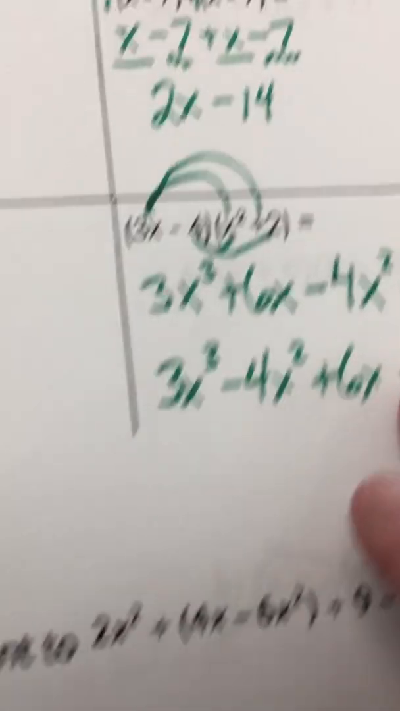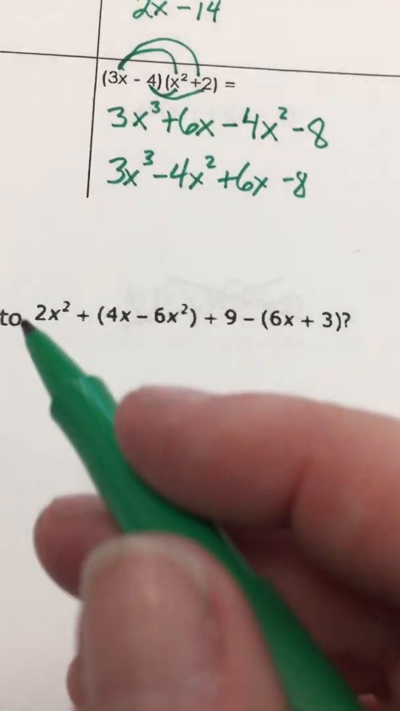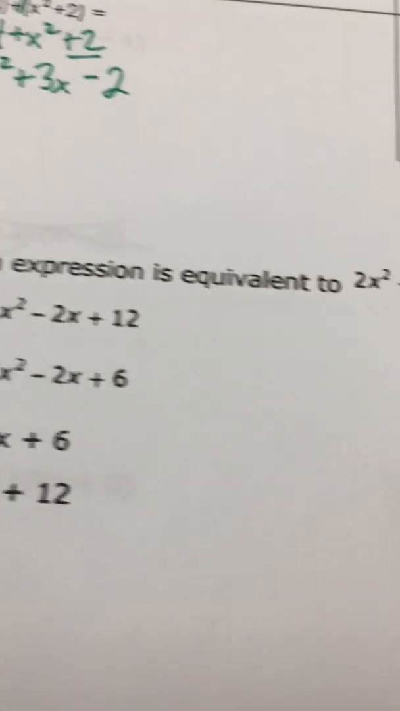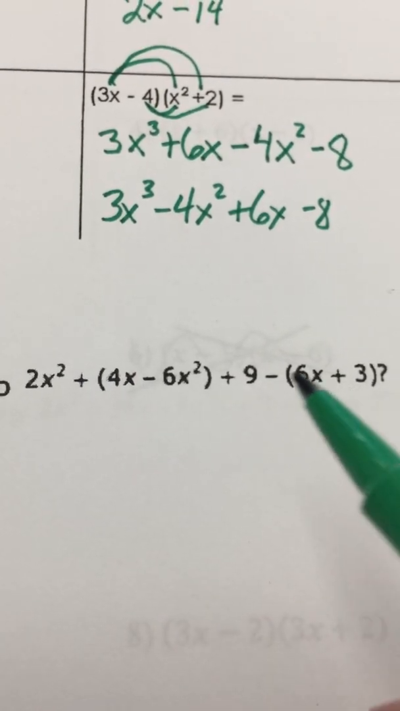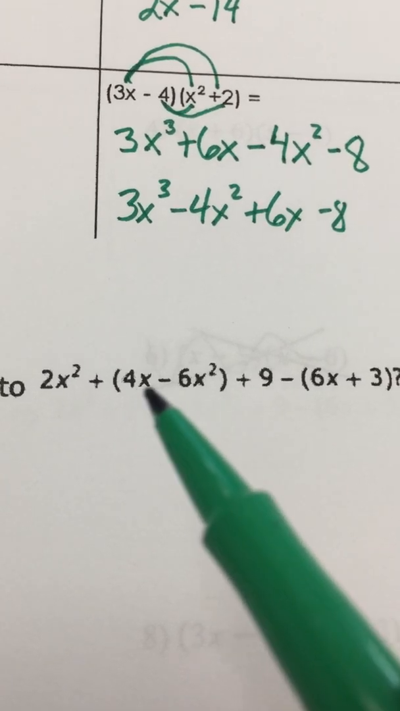Sometimes you get like terms, sometimes you don't. Which expression is equivalent to this lovely thing here? There's no equal signs. We are just simplifying it. So we want to know which one of these is the simplified version of this. So I look in here to see what I can do. I always start with parentheses because I see a bunch of pluses and minuses in here, so I'm thinking I'm doing a lot of add, subtract.